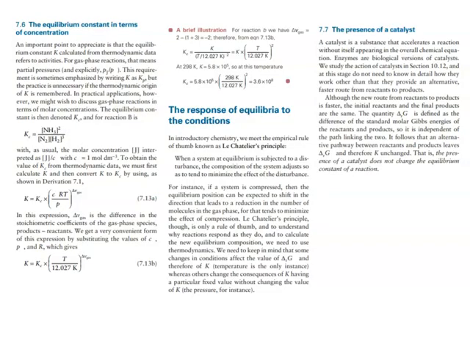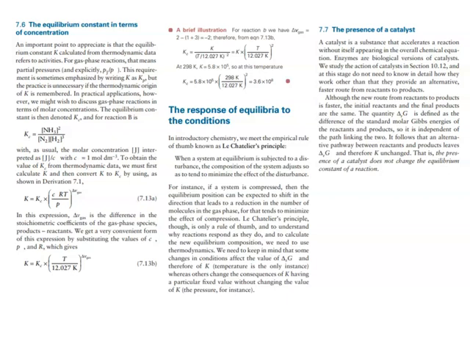And now that you've had a chance to review ICE tables and equilibrium concentrations or deltas, let's keep moving along and start discussing briefly the equilibrium constant in terms of concentration. An important point to appreciate is that the equilibrium constant K calculated from thermodynamic data refers to activities. For gas phase reactions, that means partial pressures, explicitly Pj over P. This requirement is sometimes emphasized by writing K as K sub P, but the practice is unnecessary if the thermodynamic origin of K is remembered.